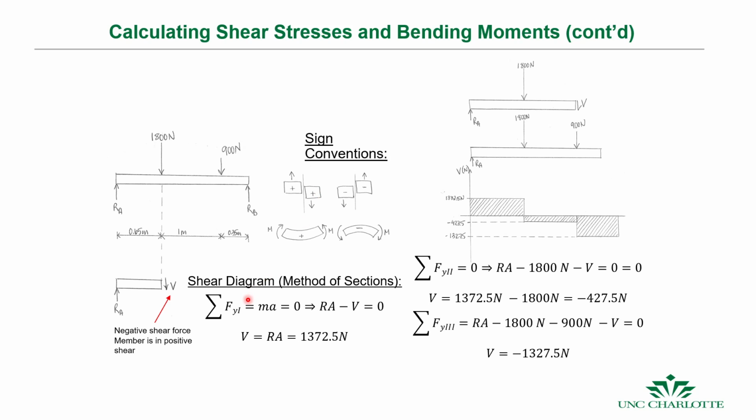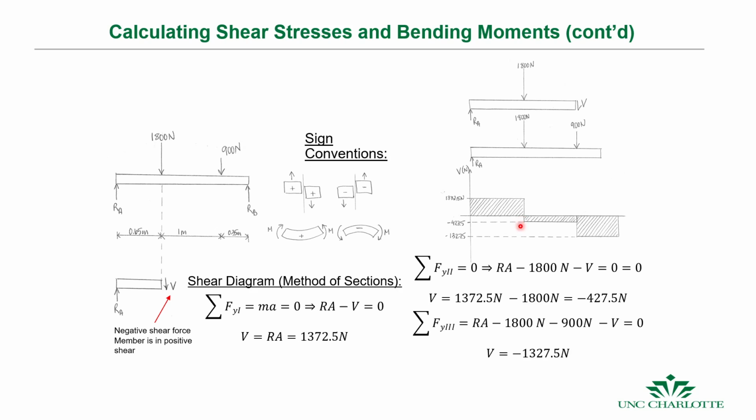So what we can do for the first section here is sum the forces. There's no acceleration, so it's 0. Okay, so Ra minus V is 0, where Ra is the reaction at A. So we can say the shear is just equal to the reaction force at A for that section, all the way until we get to that load here.